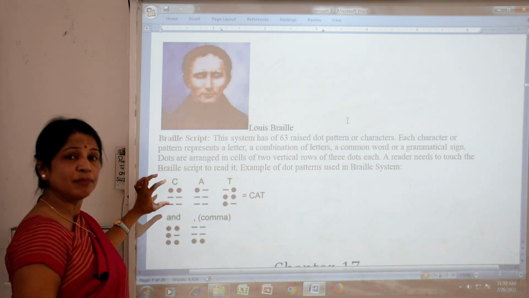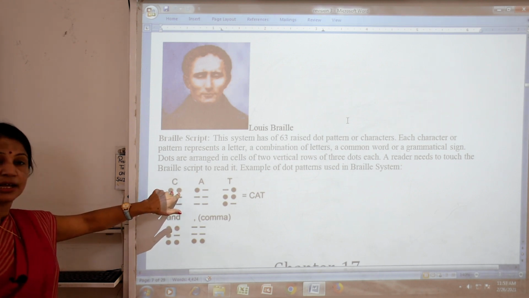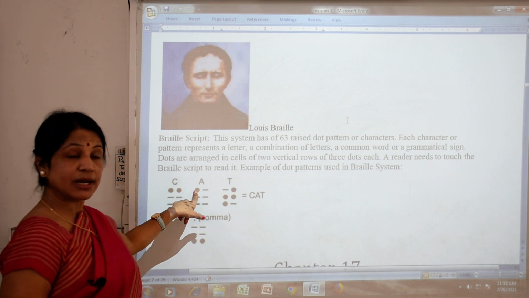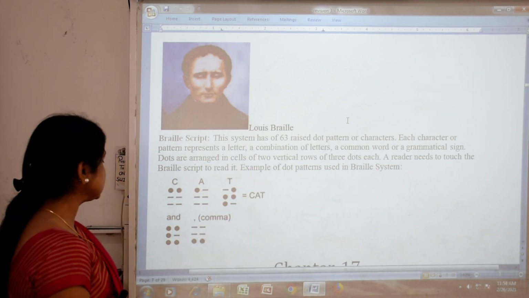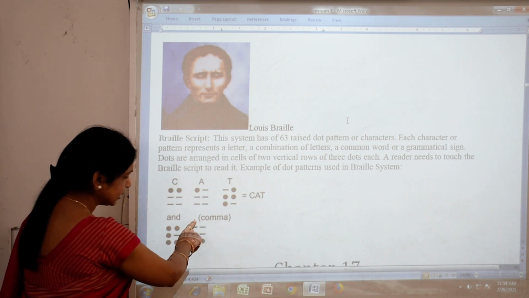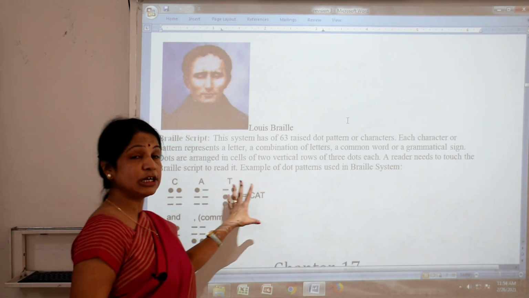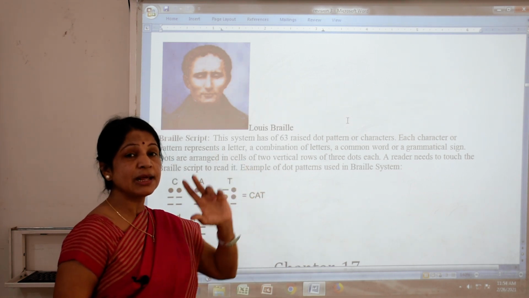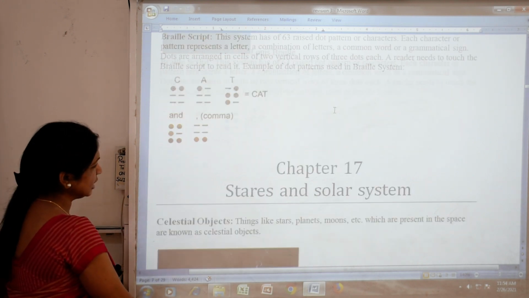What is a dot pattern? This is the dot pattern, such as C, which has two dots here. A has one dot here. T has this type of structure. And the comma is this type of downside pattern. It is a special type of script. By this, a blind person can also read using the Braille script.